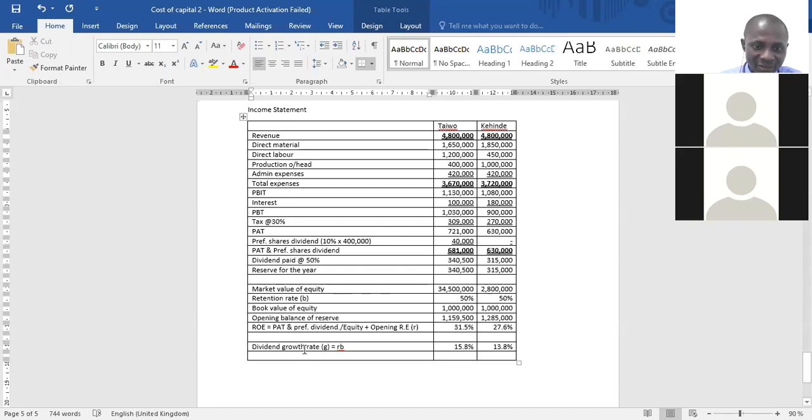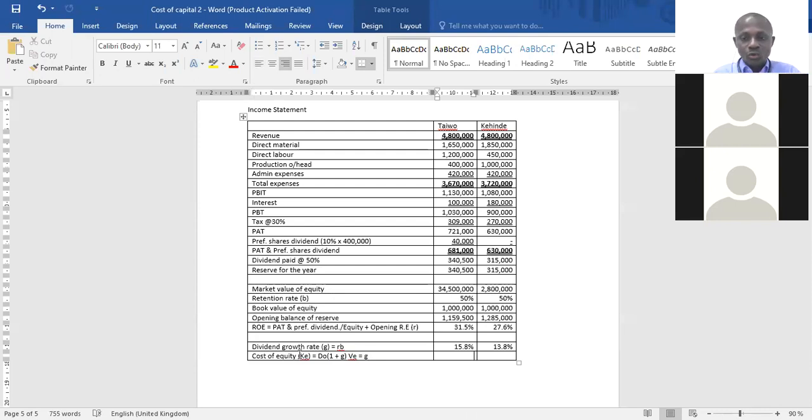So if this is the case, what is going to be my cost of equity? My cost of equity, KE, is equal to D0 times (1 plus G), all over market value of equity, plus G. So let us apply this formula now and calculate our cost of equity.